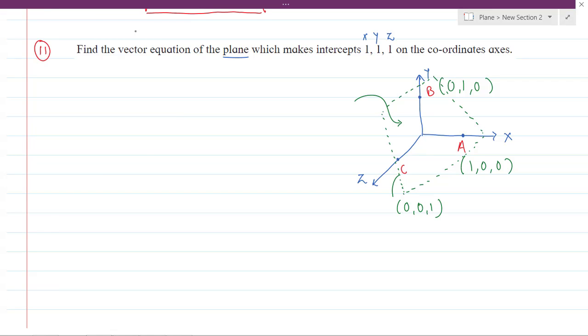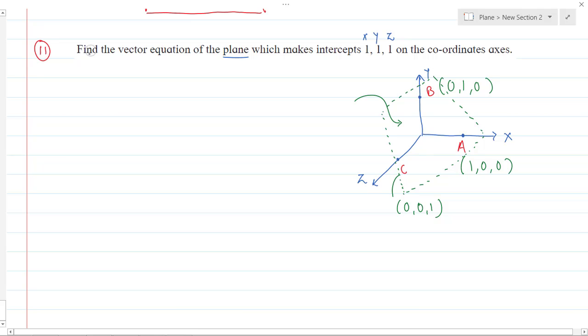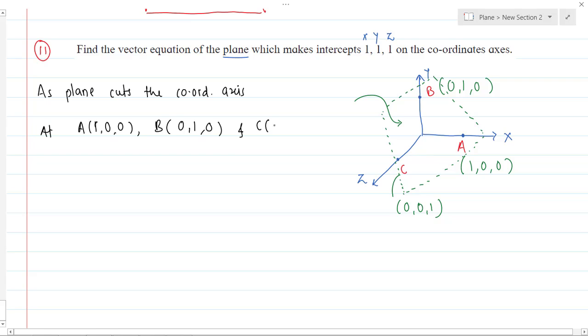Okay. So having these 3 points on the plane, as the plane cuts the coordinate axis at A (1, 0, 0), B (0, 1, 0), and C (0, 0, 1), we say that A, B and C are lying on the plane. Okay, lying on the plane.